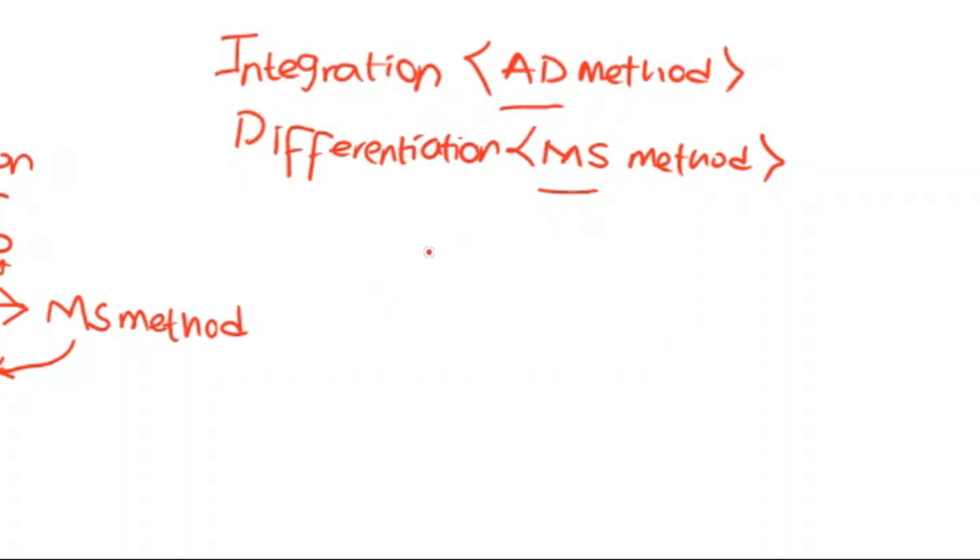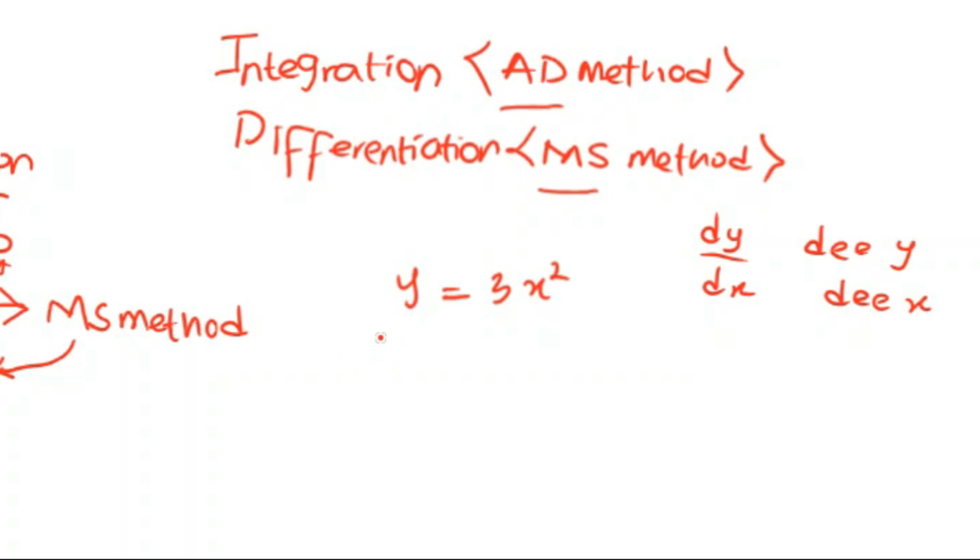The MS method, as it implies, means you multiply before you subtract. For example, let's assume that you are given a function y is equal to 3x squared. If we are to differentiate this with respect to x, we refer to it as dy/dx. Here, dy/dx simply means that you are differentiating y with respect to x. So here we are using the MS method.